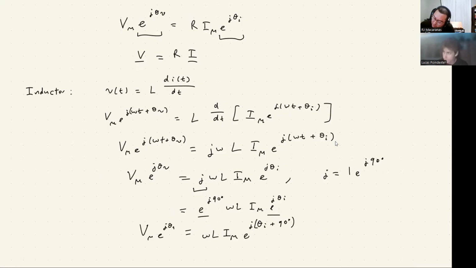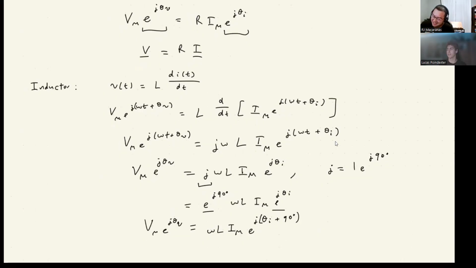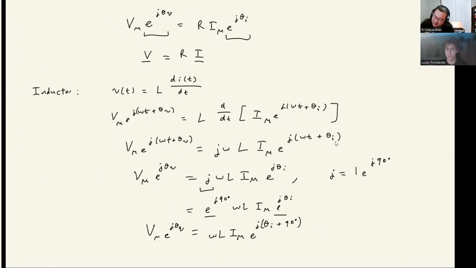Is this review from E&M, or you haven't seen this yet? No, we haven't. I don't even think we're going to cover this at all. We're going to cover RC circuits and then we'll get into magnetism. Okay, cool. Gotcha.